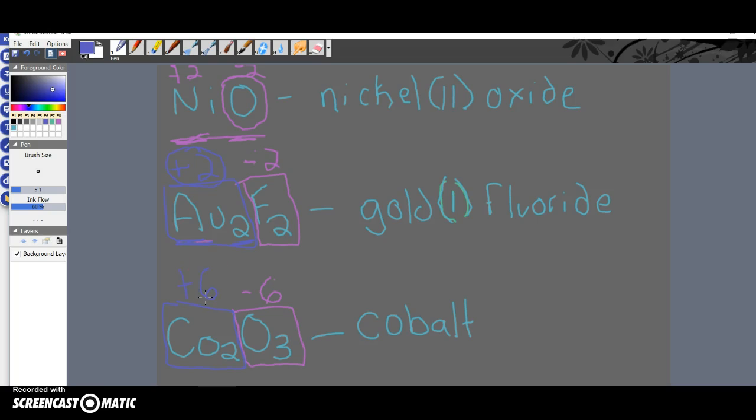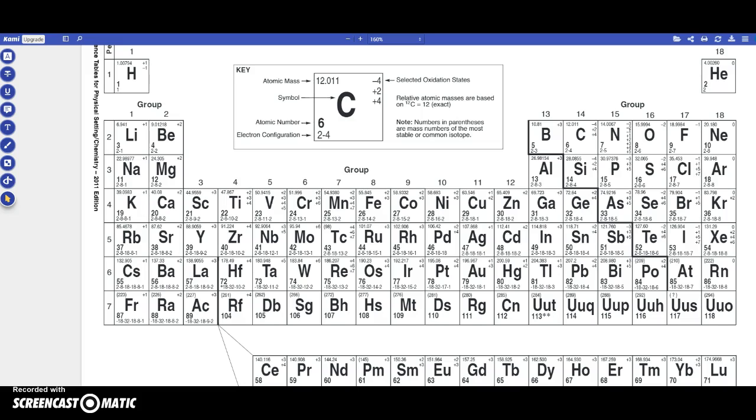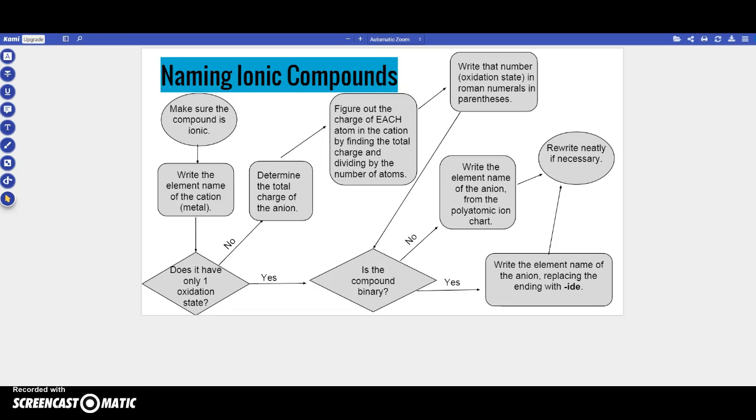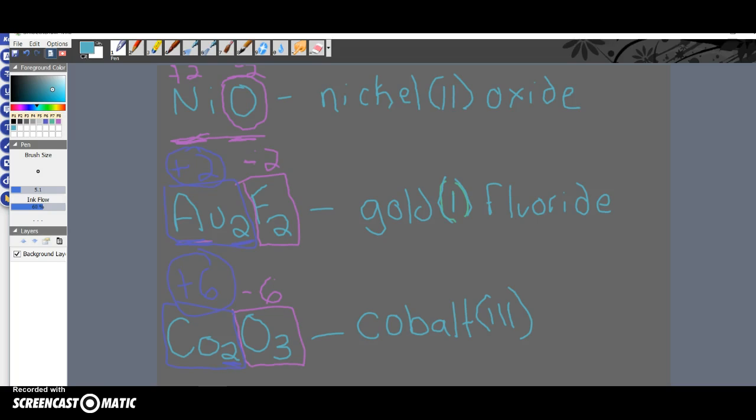And then the total charge of the cation, of this entire thing, has to be +6. And that +6 is divided up between the 2 cobalts. So the number that we're going to write in Roman numerals is going to be 3. So it's cobalt 3, meaning it's the type of cobalt that has a charge of +3. This cobalt has lost 3 electrons. Then we're going to find out, is it binary? Yes, it is. And write the anion replacing the ending with IDE. So instead of oxygen, you would write oxide.